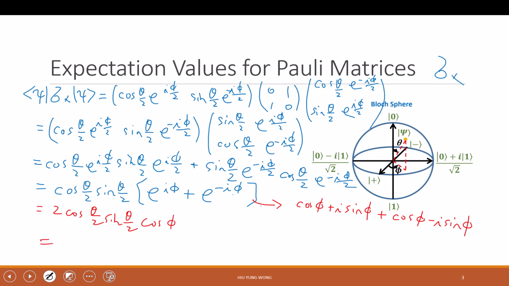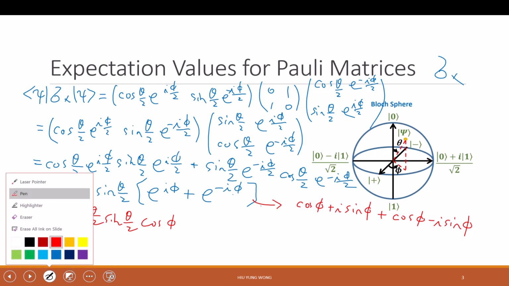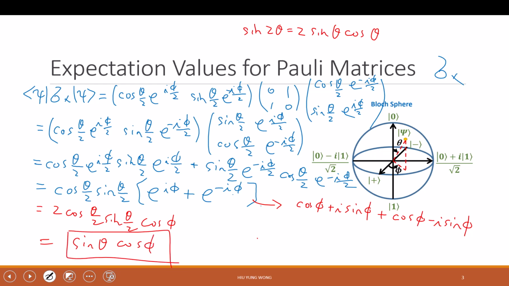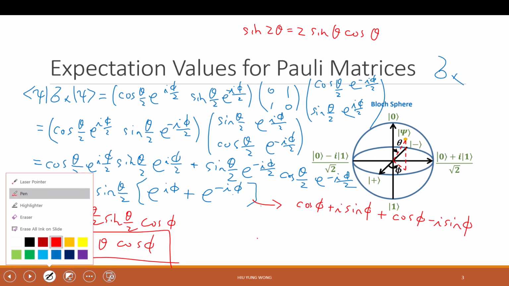But what is 2 cosine theta divided by 2 sine theta divided by 2? Anyone remember? Sine theta. Very good. Just remember this: sine 2 theta equals 2 sine theta cosine theta, okay? Now, I get sine theta cosine phi. Now, if you remember the spherical coordinates, you probably know what it means now.